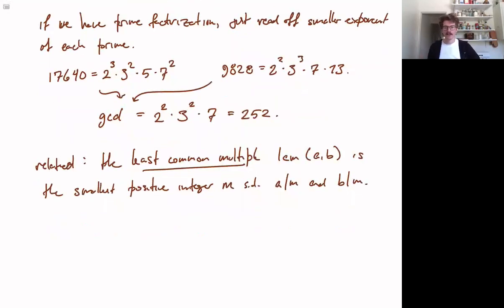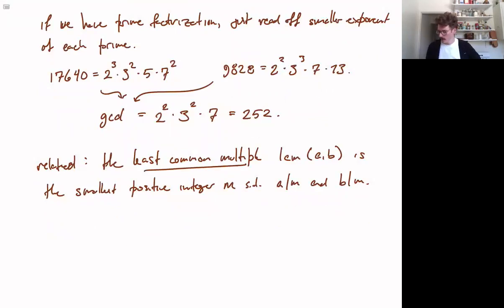And how can we find this? Well, you could start writing down multiples and see which one is the smallest. That could be a little bit annoying. If you have the prime factorization, again, you can just read it off from there. So let's do this same example.